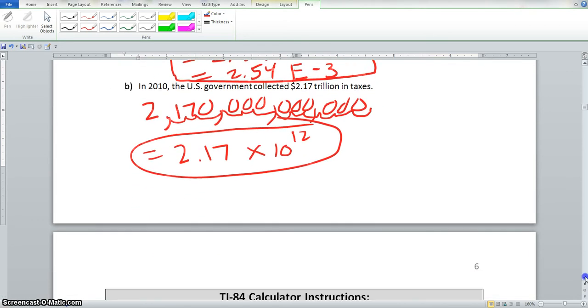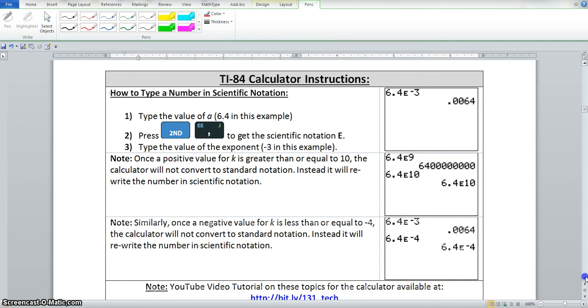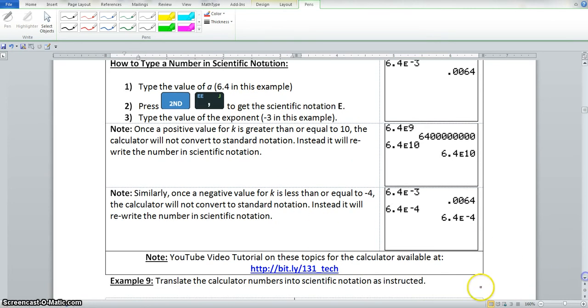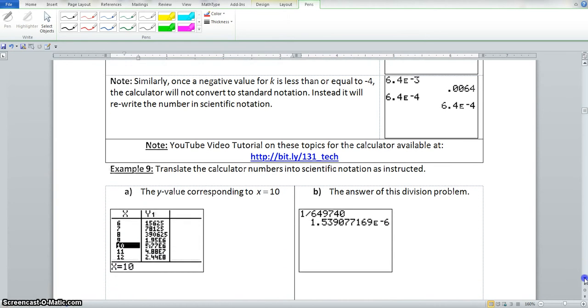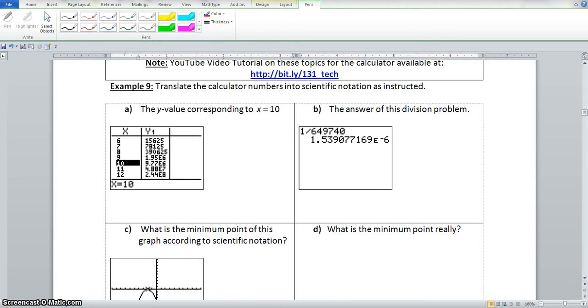Now we're going to scroll down here to the TI-84 calculator instructions. What you need to do is follow the instructions stated here in your calculator. There's also a link on this page that you could go to, to show you step by step on the YouTube video how to put this in your calculator. Once you learn how to do it, we can do example 9. I'm not going to show this to you, but you just need to put it in your calculator.